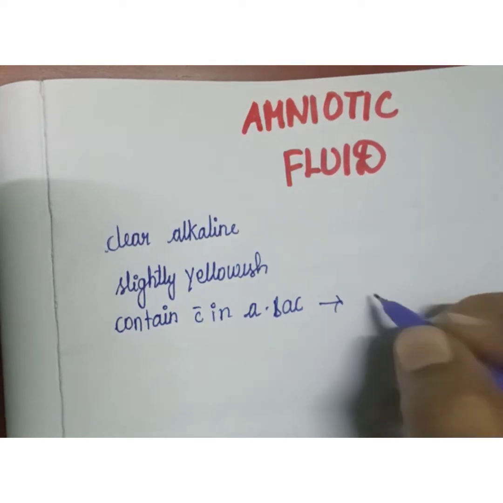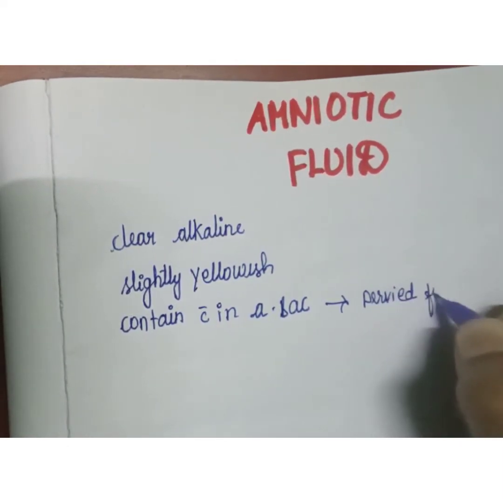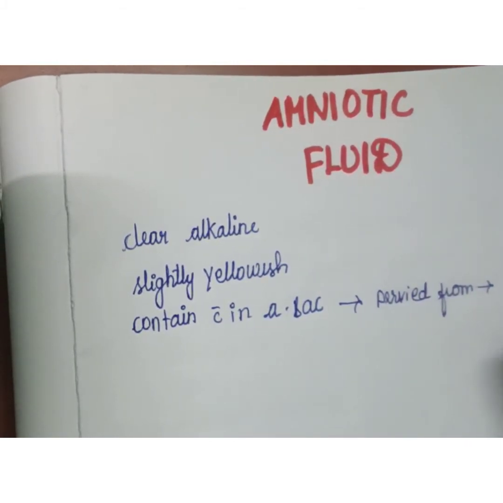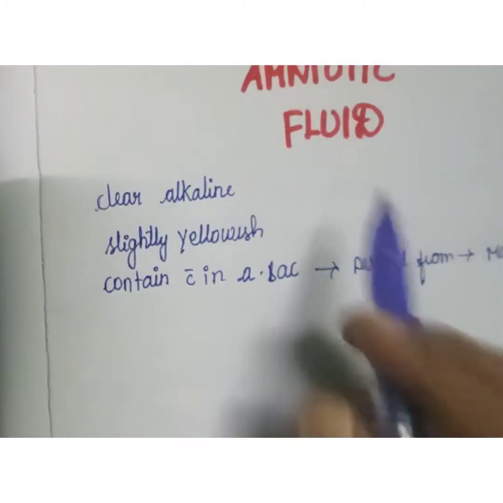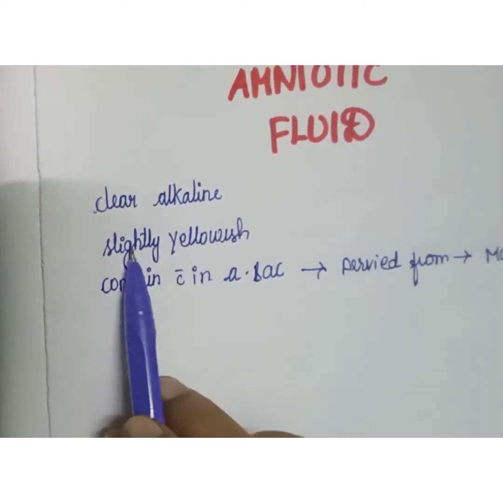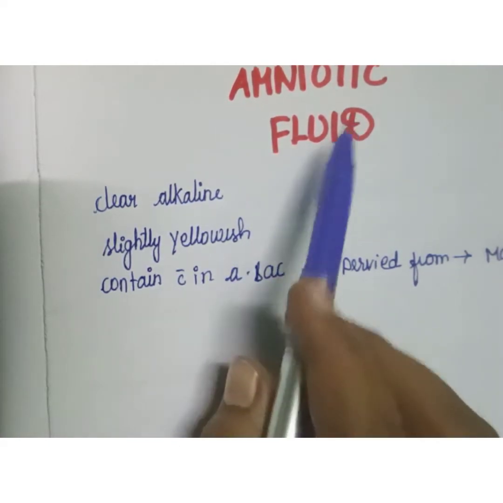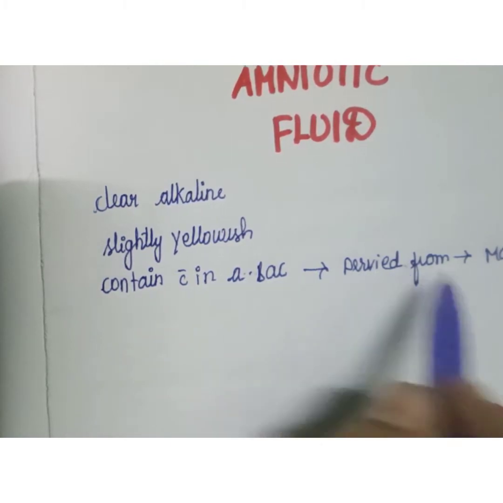The amniotic fluid is derived from maternal circulation. So amniotic fluid is clear, alkaline, and slightly yellowish in color. It is contained within the amniotic sac and derived from the maternal circulation.